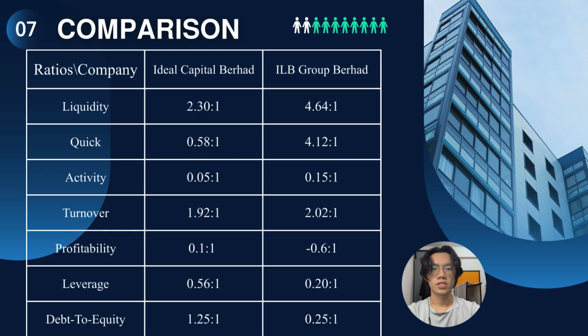Lastly, for leverage, ILB Group Berhad maintains a more stable financial structure with low debt level. Ideal Capital Berhad relies more heavily on borrowing, which increases its financial risk. In summary, ILB excels in liquidity, efficiency, and low financial risk, whereas Ideal Capital Berhad leads in profitability. Each company has different strengths depending on whether investors prioritize stability or profit generation.